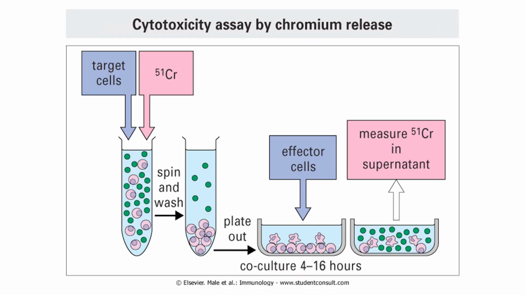There are cytotoxicity assays, which target the cytotoxic T cells, where the target cells are put in with chromium, then they are spun and washed. The chromium is taken out. If these are exposed to the effector cells, they will die. Those cells that undergo apoptosis are measured in the supernatant, while the intact cells will stay bound and will be in the precipitate.